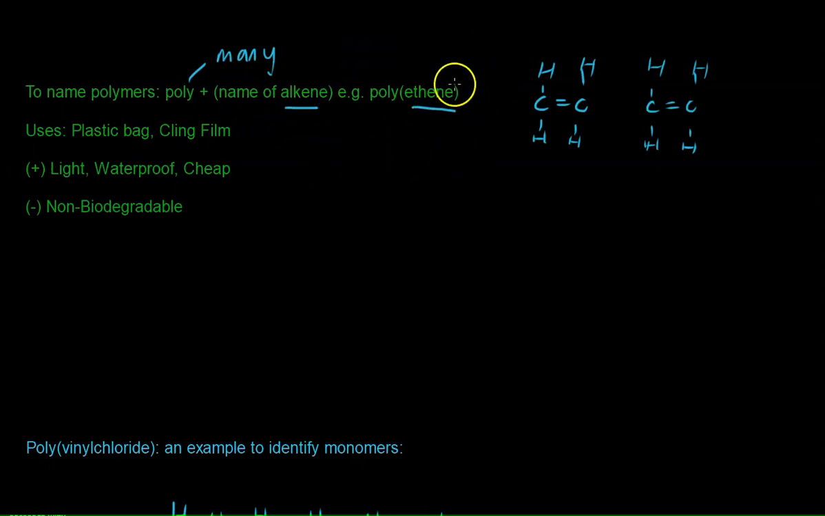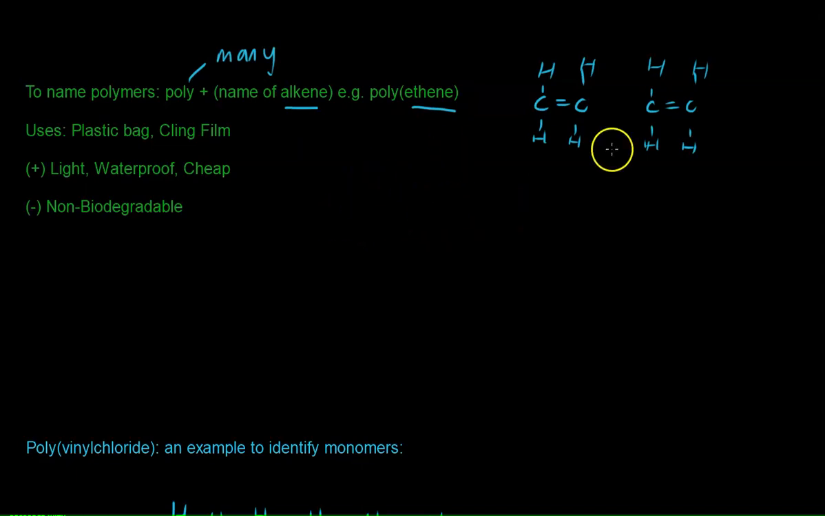Uses for polyethene are really just two. Please memorize: plastic bag and clingfilm. The good thing about them is that they are used as such because they are light, waterproof, and cheap. But the bad thing is that they do not biodegrade very well, which means they use up a lot of space to be buried, and they fill up the landfills very quickly. So it's a bad thing also.